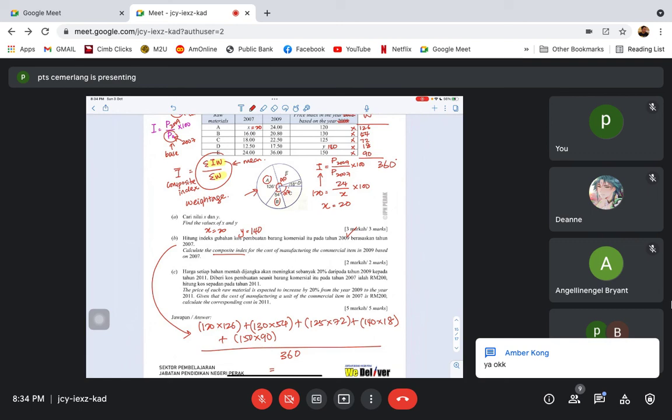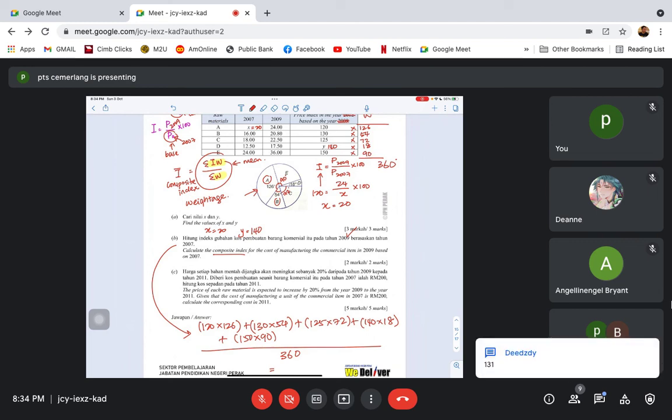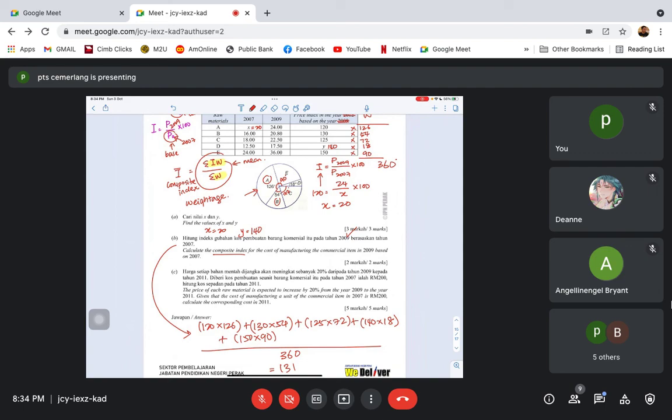Okay, alright. So if you're okay with composite index, then do the calculation and tell me what you get. Okay, very good. 131. Okay, so what does it mean? It means that there's an average increase of 31%.